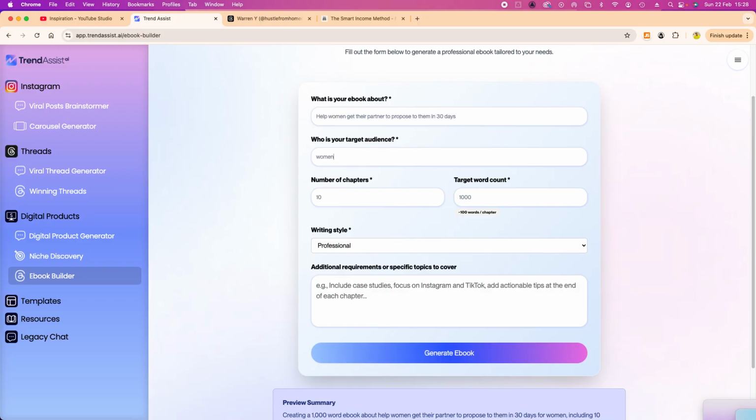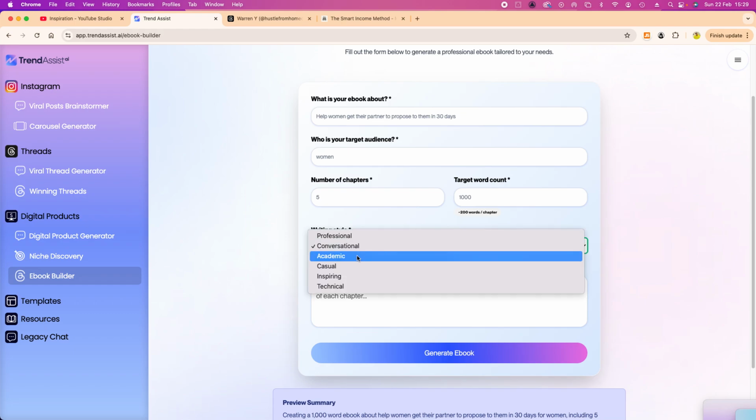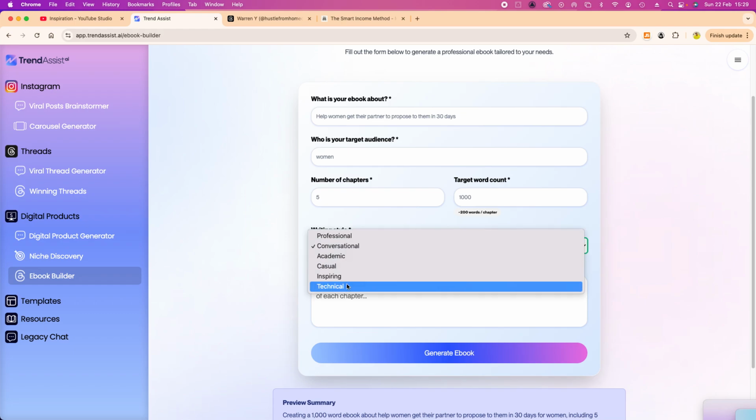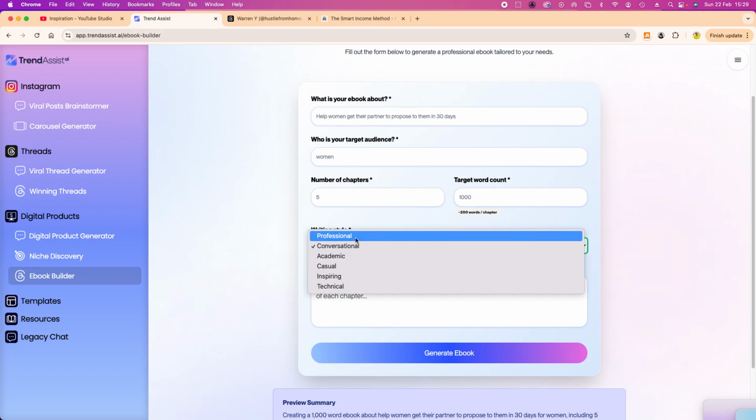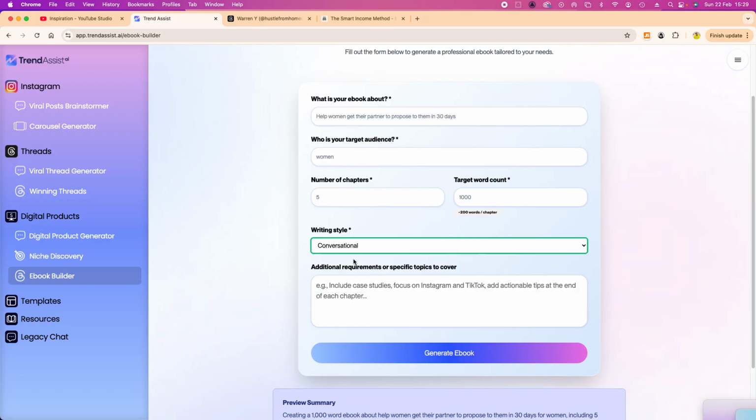Women. Yeah. How many chapters? I would say maybe 5,000 sounds about right. 2 words a chapter. 2, 4, 6. Yeah. Professional, no. Conversational writing style. They've got academic, casual, inspiring, technical. We're not trying to inspire. We're not trying to be professional. Casual, conversational. It's probably a conversation, like a best friend trying to explain.